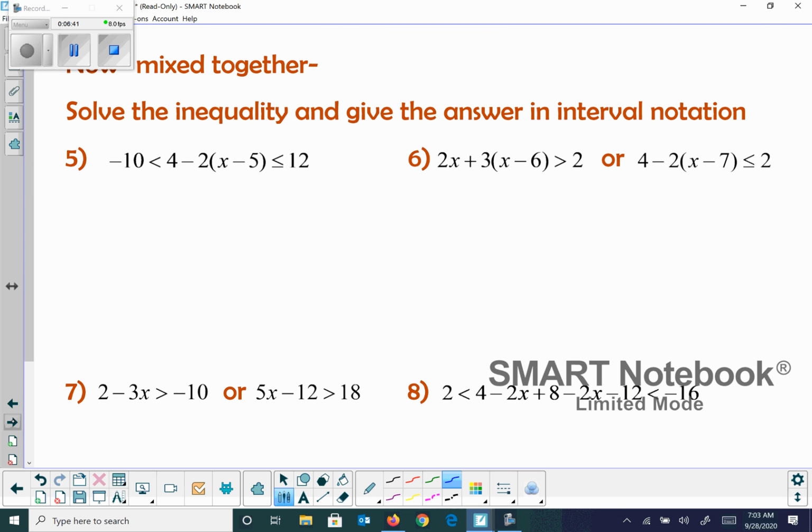So these are going to be mixed. So remember, when it's all put together, it's going to be an AND problem. So center goes with both.